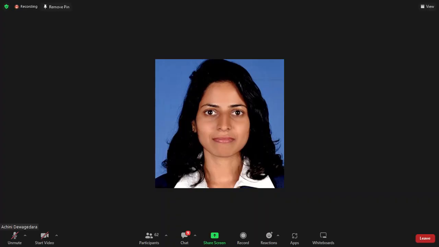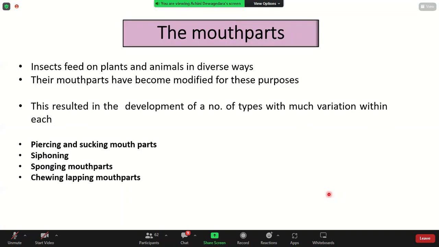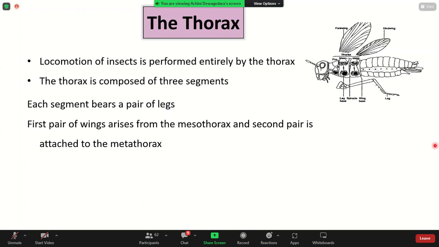Okay, so there are different types of mouth parts according to the feeding behavior of insects. Mouth parts have developed, right? So I think you got an idea about the different types of mouth parts. The parts like labrum, mandible, those things you don't have to remember. Just know that different insects have developed and modified their mouth parts according to the feeding behavior. Okay, right. Next, we are going to discuss the second body segment.